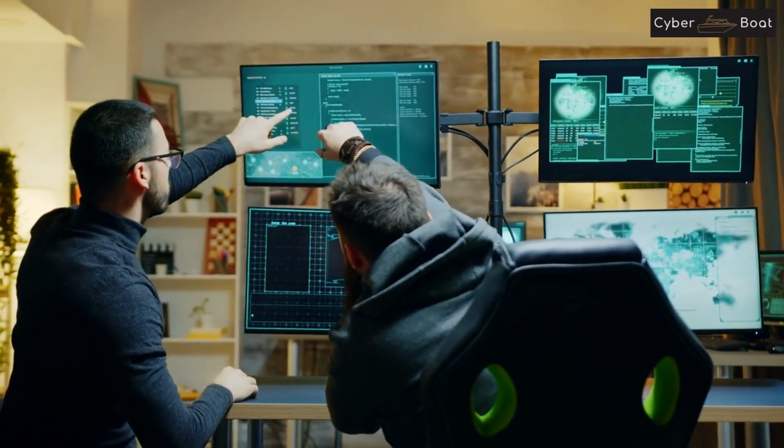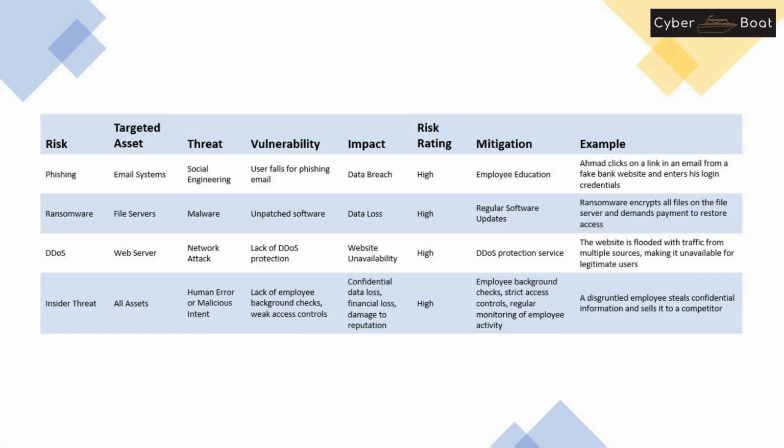steps to address them. To help understand the risk management process and keep track of identified risks and implemented mitigations, a table that includes the following fields can be used: risks, threat, impact, mitigation, example of how it has been executed, and risk rate, and any other relevant information.